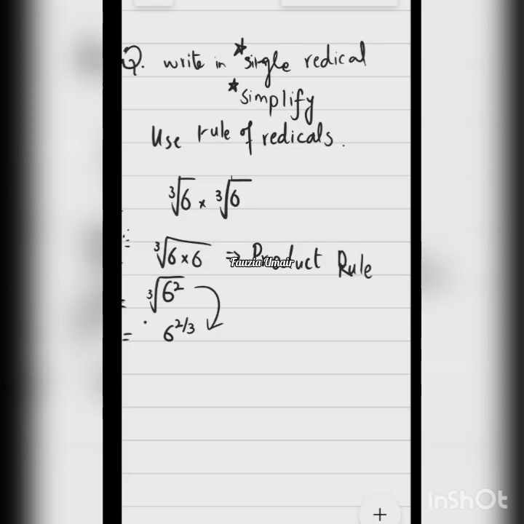Yes, beta. Because this 3 will go in the denominator. It's a fractional power, so it will become 2 by 3. Any questions? Is this clear? This question. Yes, beta, is this question clear?